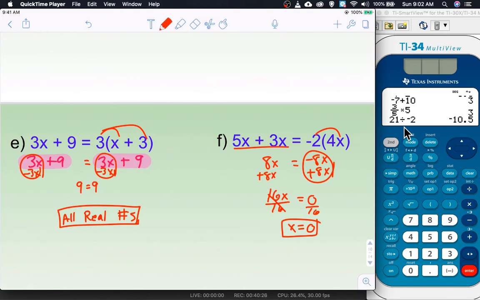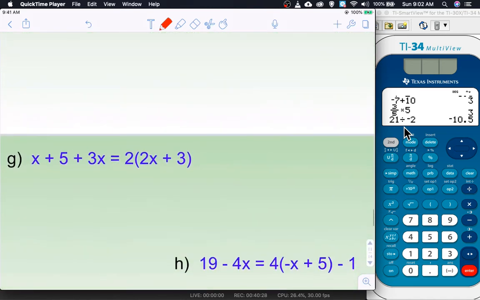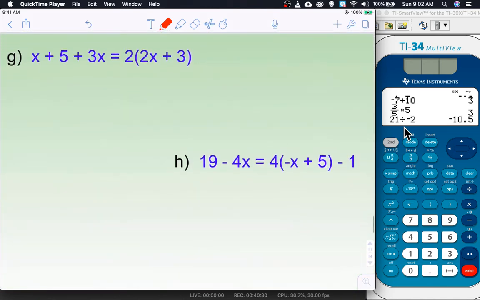There's E and F. Here's letters G and H. You see they're a little bit longer problems. I had to kind of stagger them down the page. Go ahead and try these two. When you're ready to continue, hit play, and we will go through them together.